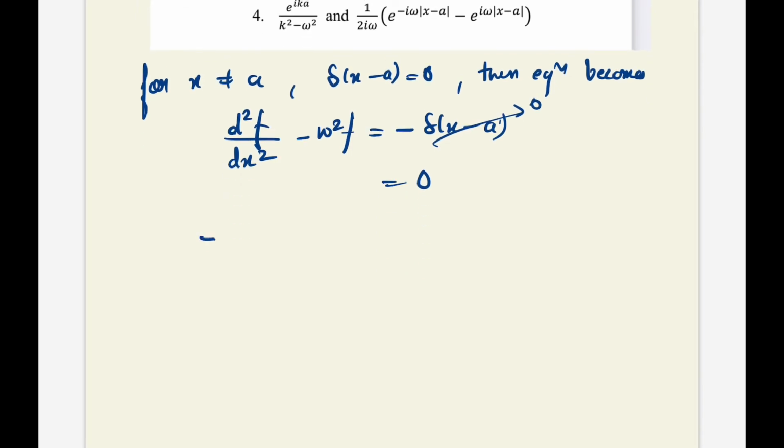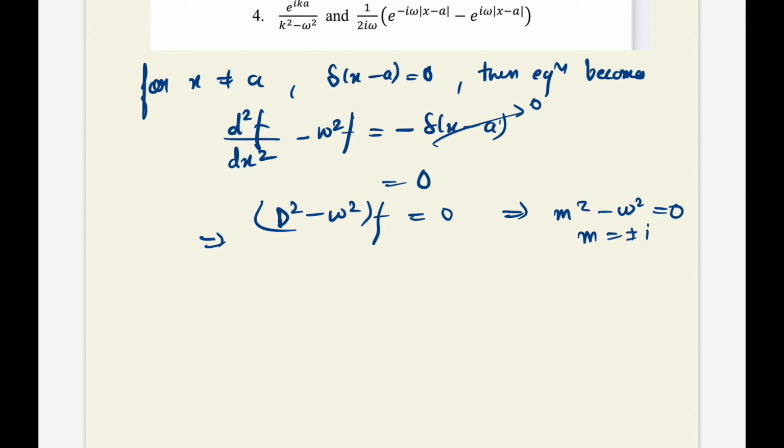Now if we solve this differential equation, it is very well known to us. How it is solved, you already know. D squared minus omega squared f equals 0, and we take the auxiliary equation m squared minus omega squared. I am not doing the whole process again. m equals plus minus omega. Then the solution will be of the form a e to the power omega x plus b e to the power minus omega x.